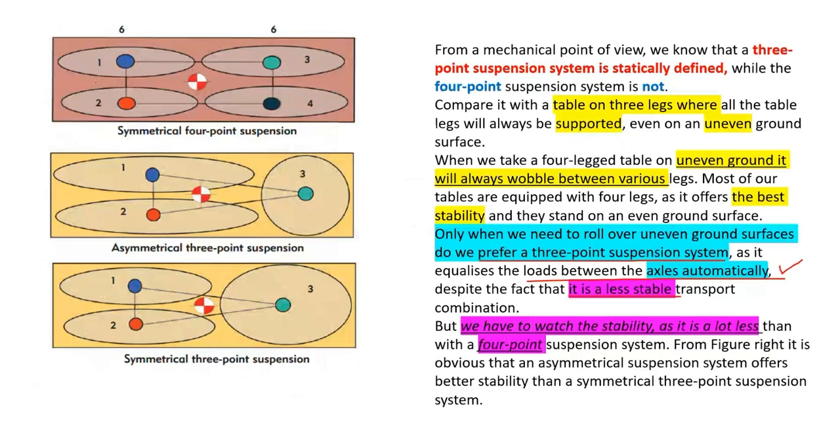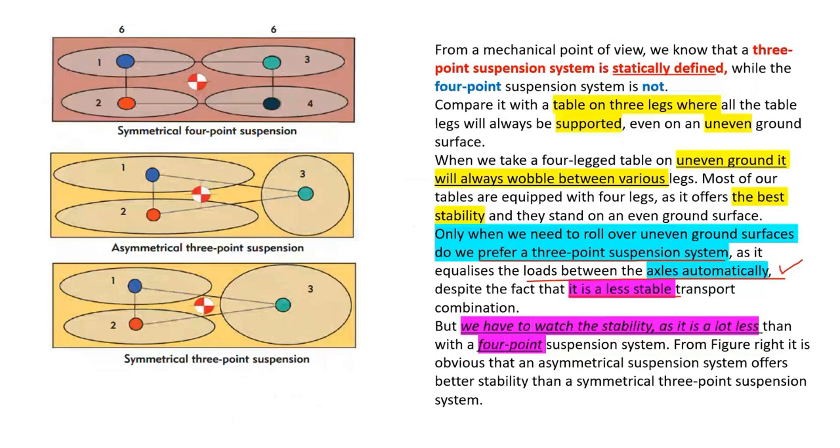But despite the fact that it's less stable compared to four-legged, because four-legged means from a stability point of view it will have more tipping angle, three-legged will be less stable, but it will automatically distribute the load on the suspension system, and it's statically determined, statically well defined. The 3-point suspension system is. The 4-point suspension system is not.